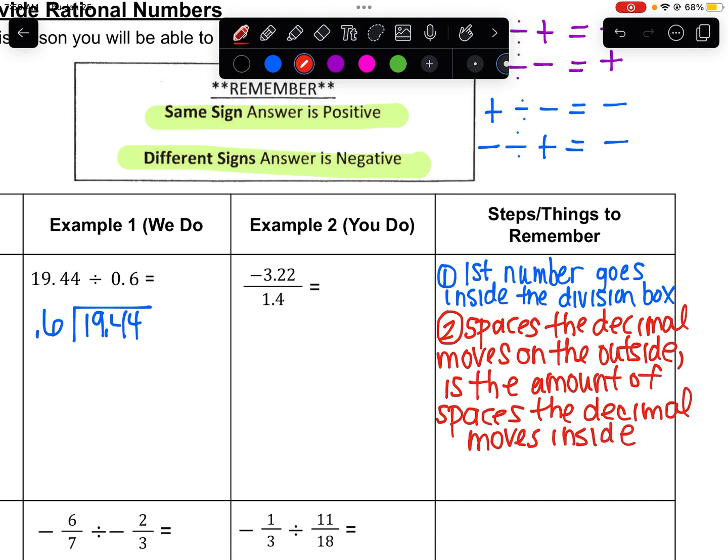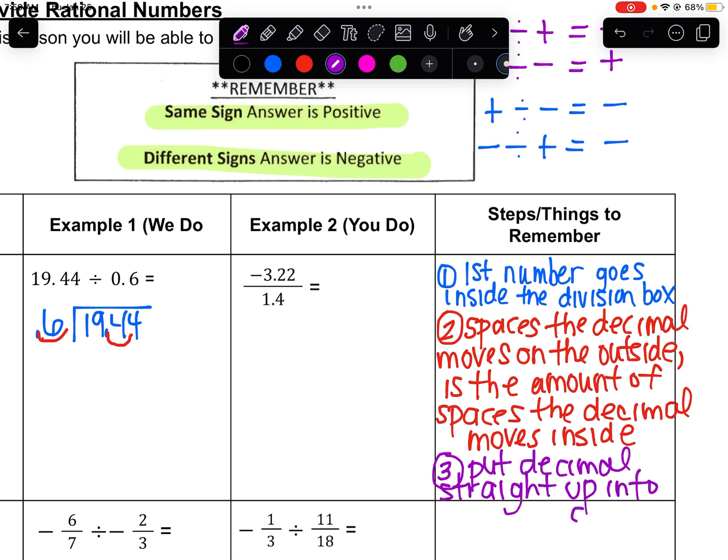So in this very first one, if I move this to the right one space to make that a whole number 6, I'm going to go from the decimal and I'm going to go one space to the right to make that 194.4. And then in kind of the last part to decimals is, before we divide, we put the decimal straight up into the answer. So this is going to go between the 4s. I'm going to leave that purple. So then we're going to solve our problem.